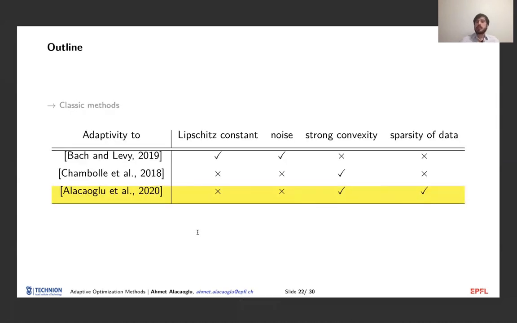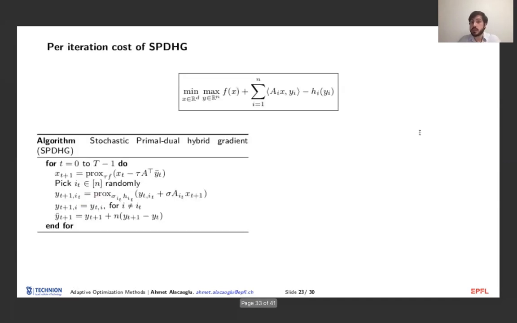Now we move on to the last notion of adaptivity that we will explore, which will be adaptivity to strong convexity, as we have just seen, and in addition, adaptivity to the potential sparsity of the data. So if we have further structure, in addition to separability, can we get faster algorithms? To motivate this, I'm going to start with the SPDHG, the stochastic primal block gradient method from the previous section for the separable bilinear min-max problem.